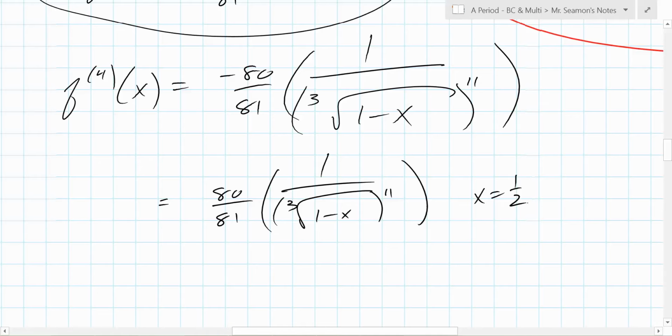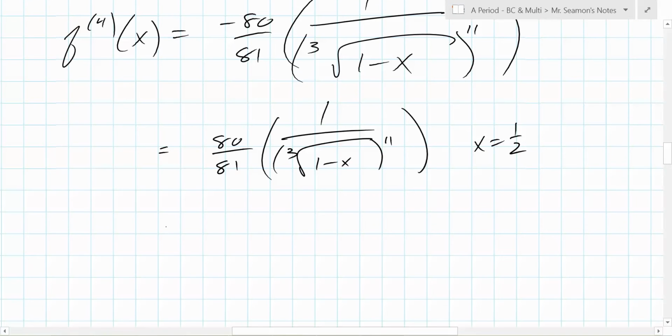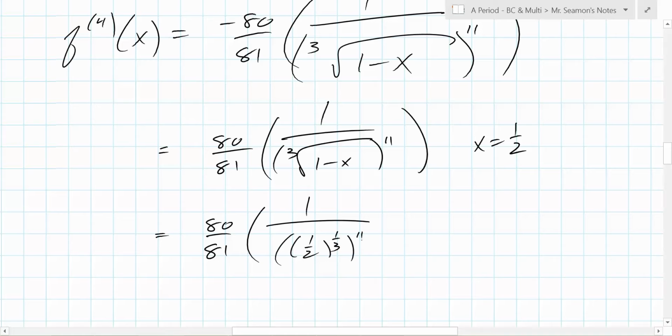So now, what do we plug into there? We plug in 1/2, and what do we have to actually simplify a little bit of, please? Yeah, it's not the best. So when you're simplifying this, you get 80 over 81, and then you get 1 over the cube root, like 2 to the. It's 2. Well, it's 1/2, right? Yeah. So 1/2 to the 1/3 to the what? 11th, right?